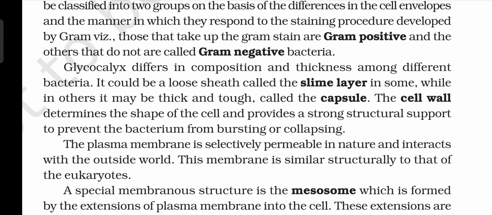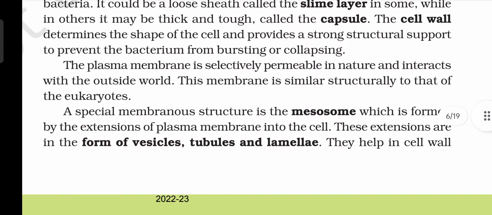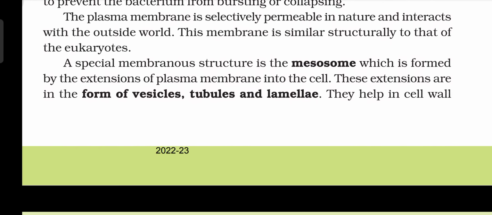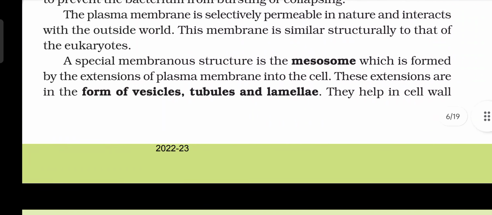Glycocalyx differs in composition and thickness among different bacteria. It could be a loose sheath called the slime layer in some, while in others it may be thick and tough, called the capsule. The cell wall determines the shape of the cell and provides strong structural support to prevent the bacterium from bursting and collapsing. The plasma membrane is selectively permeable in nature and interacts with the outside world. This membrane is structurally similar to that of eukaryotes.